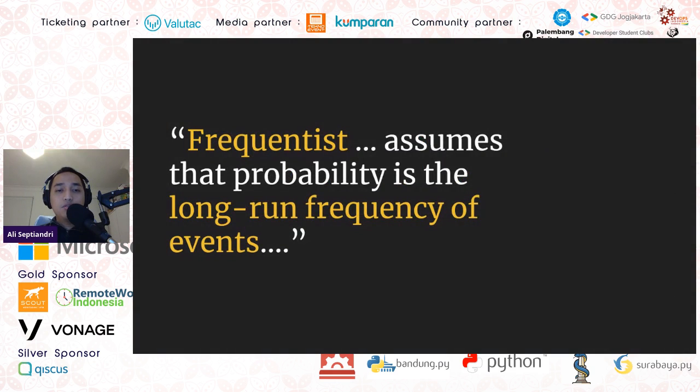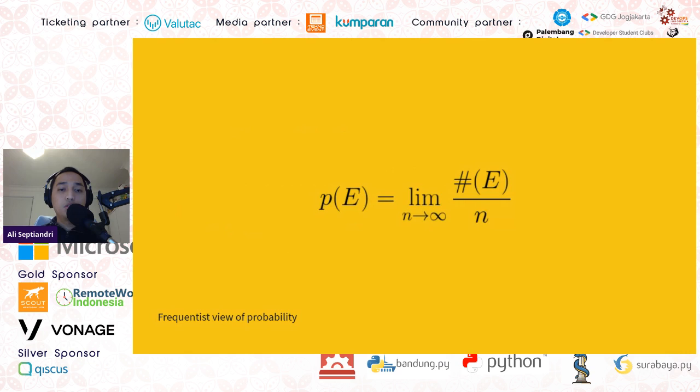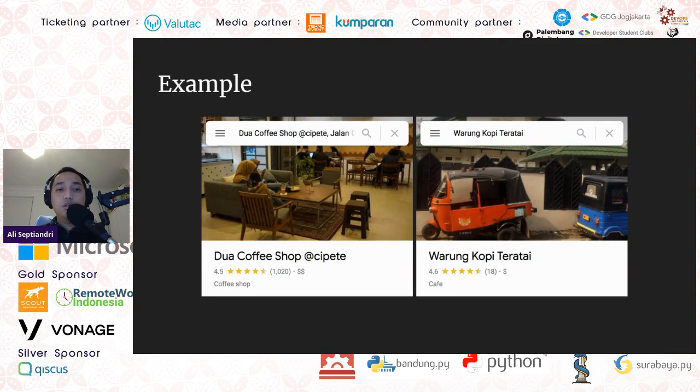And on the frequentist side, they assume probability is the long-run frequency of events. So the mathematical formula would look something like this: the probability of an event is the number of events divided by n, the number of data, when n goes to infinity.